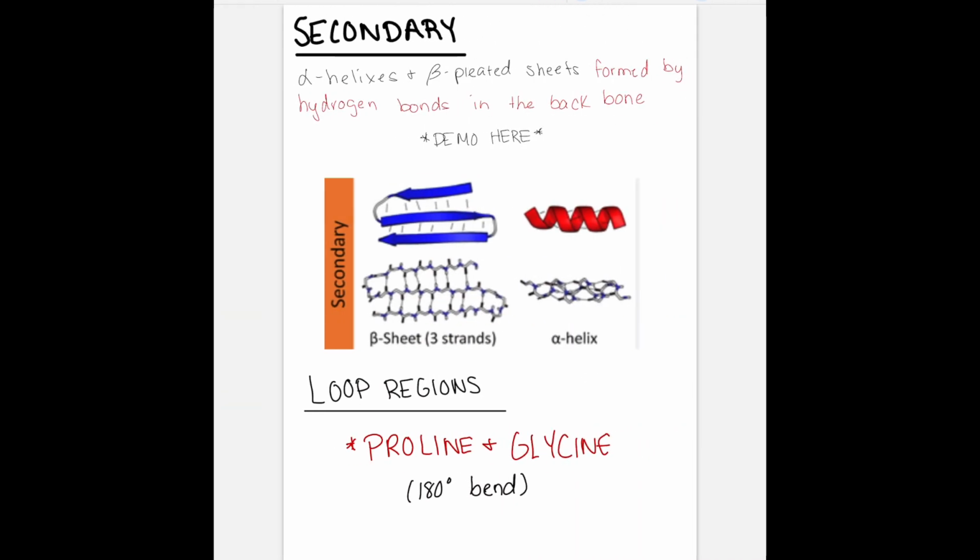Moving on to secondary structure. Do we have alpha helices or beta pleated sheets? How do those form? What holds these structures together? They are formed by hydrogen bonds in the backbone. Emphasis on in the backbone.